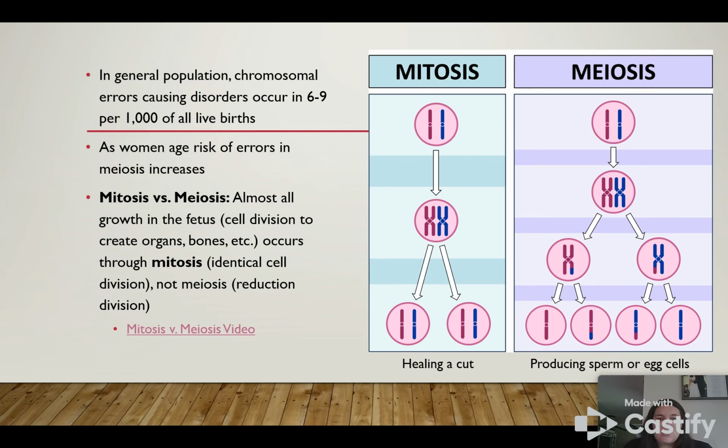As women age, the risk of errors in meiosis increases. That's why a lot of the medical recommendations are that women do not wait too terribly long to have children, because as they get older, errors in this cell division can cause errors in their eggs and errors in their babies potentially. Almost all of the growth that occurs in a fetus occurs through mitosis, which is that cell division that's creating your bones, your organs, all of the parts of your body.